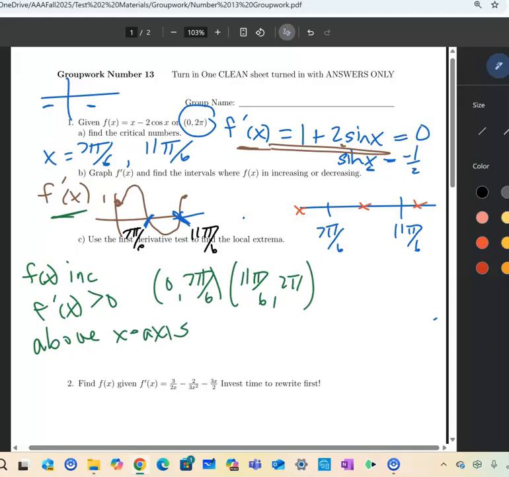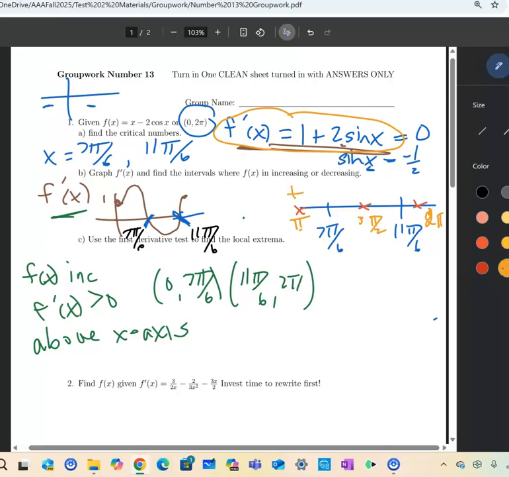So we can tell by looking at the graph. If we were going to do it this way, we would just need to plug in numbers. You're allowed to plug in any number. So I can even plug in, like here, before 7 pi over 6 is pi, right? After 7 pi over 6 and before 11 pi over 6 is 3 pi over 2, and this would be 2 pi. So now we're plugging that into the derivative, right? If I put pi into the derivative, I get a positive 1.